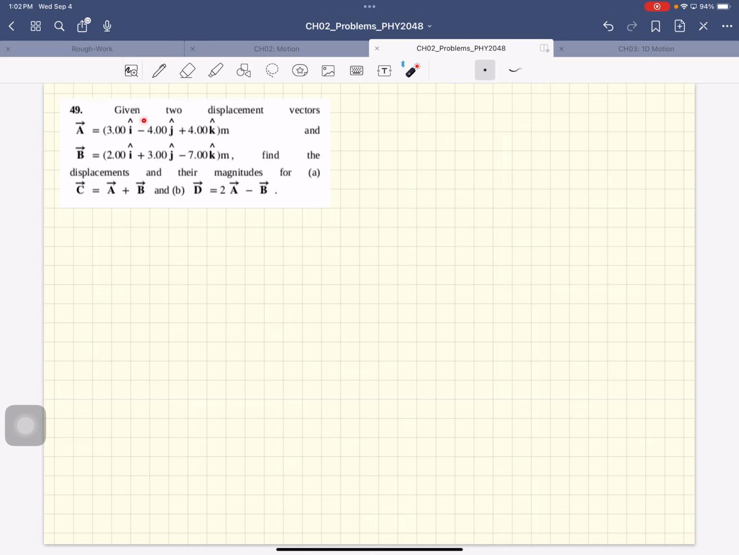So this problem says given 2 displacement vectors, A equal to that and that, find the displacement and their magnitude for C equal to that, D equal to that. We'll do this one. Life is easy here, except that we're working with 3-dimensional vectors. They have already given vectors in component form, so half the battle has already been fought. So we'll do D.